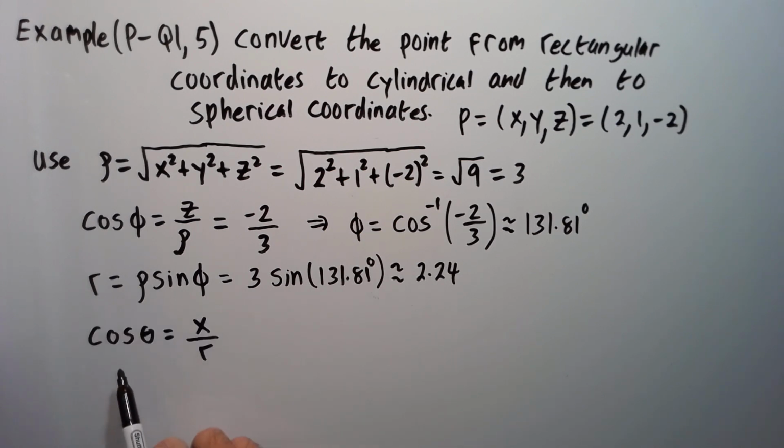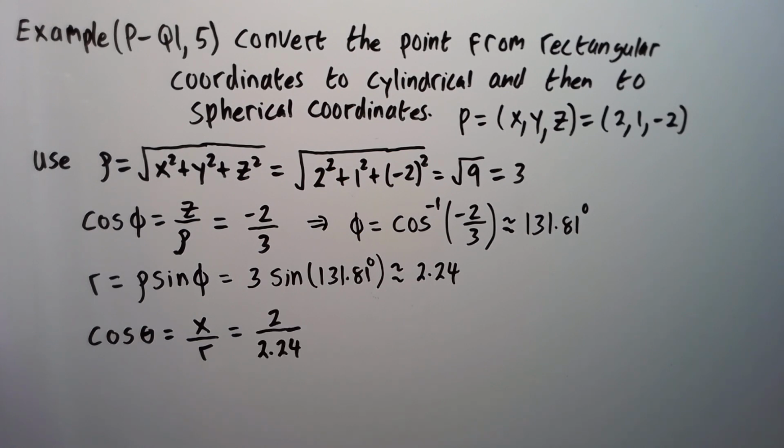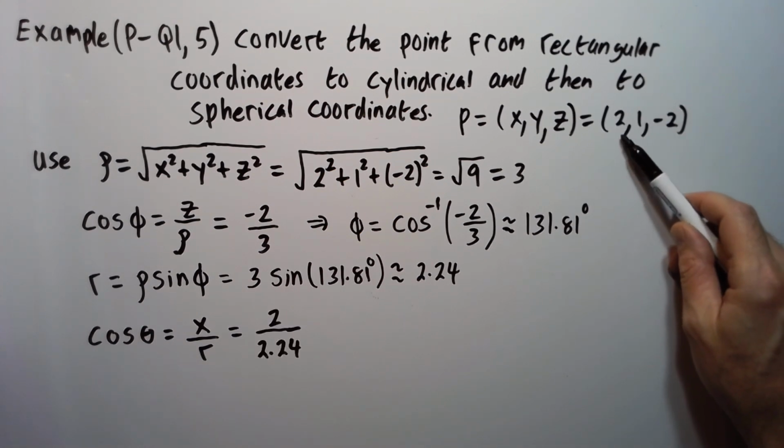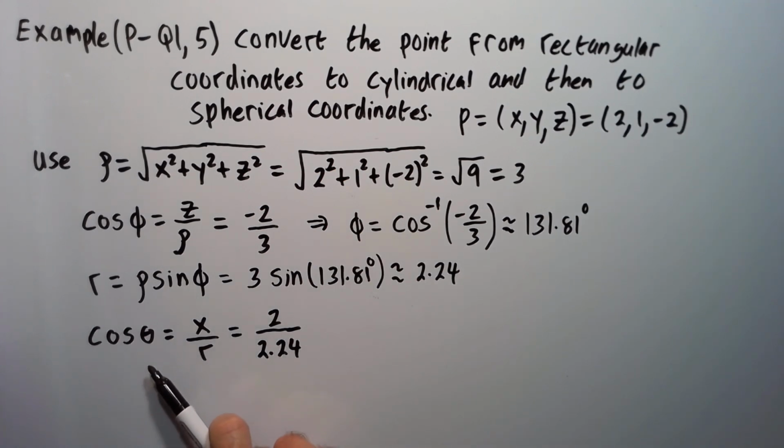I'm going to use cosine theta equals x over r. So our x is 2, and our r we just found is 2.24. Notice that the x and y are both positive, and that implies your theta angle will be in the first quadrant. So we can just take inverse cosine on both sides and it will give us the correct answer. So let's do inverse cosine on both sides.